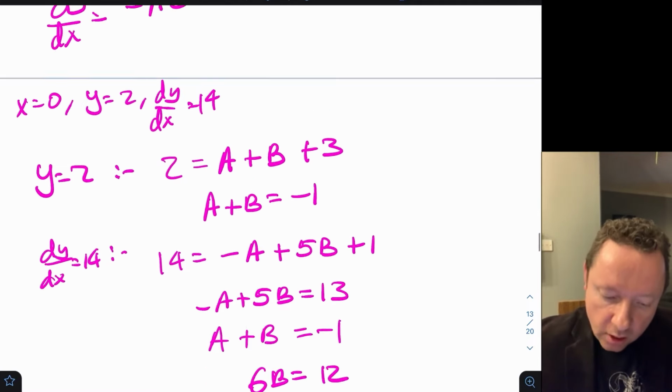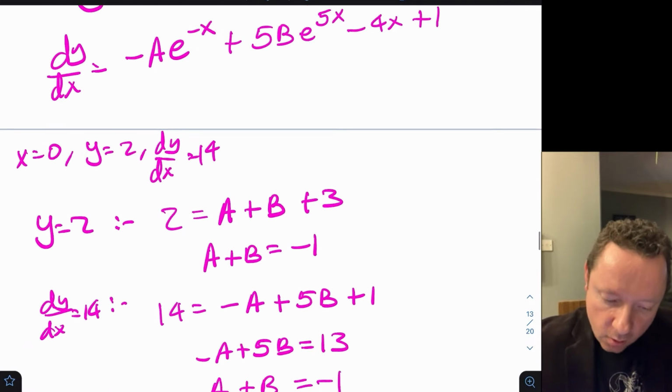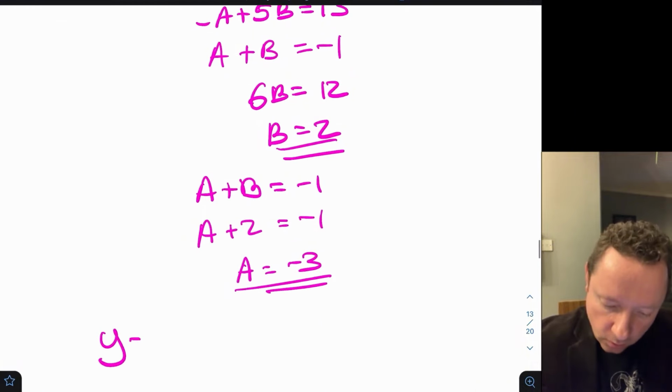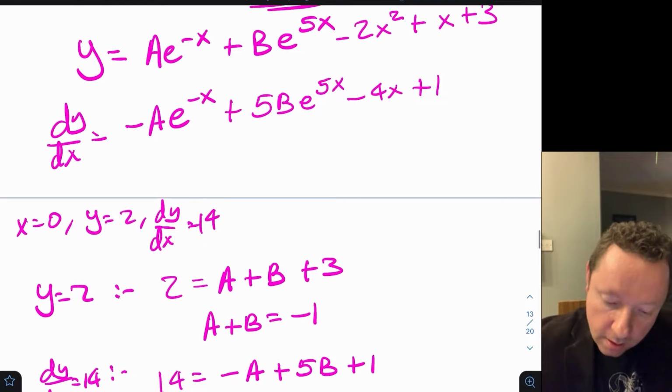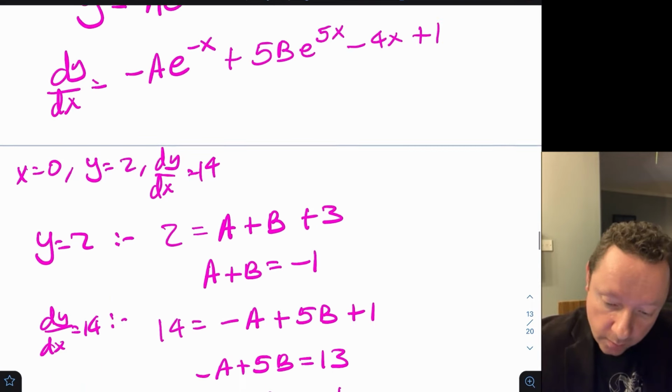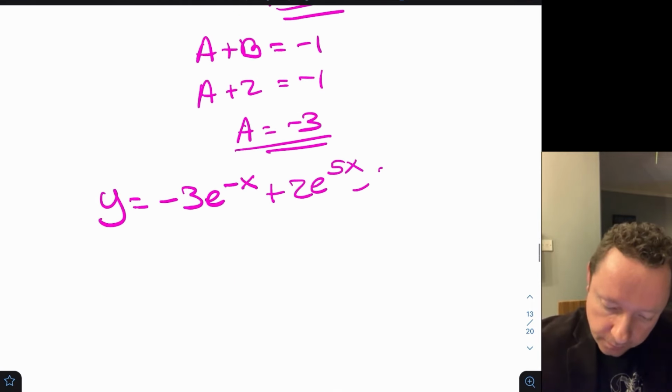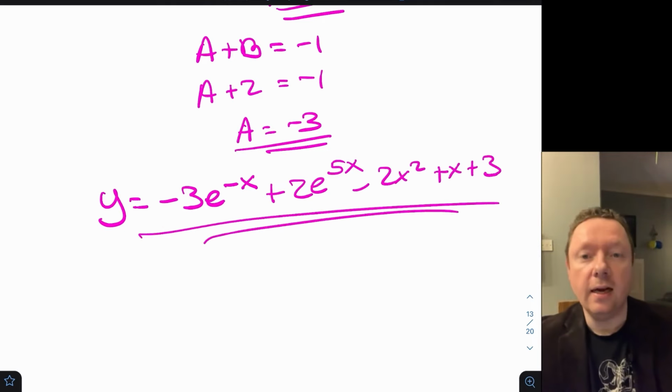So then we can just now write our final solution, y equals minus 3 e to the minus x plus 2 e to the 5x minus 2x squared plus x plus 3. And finally, we're done there.